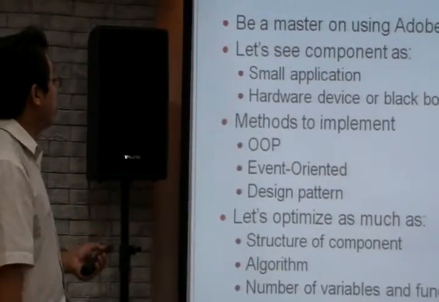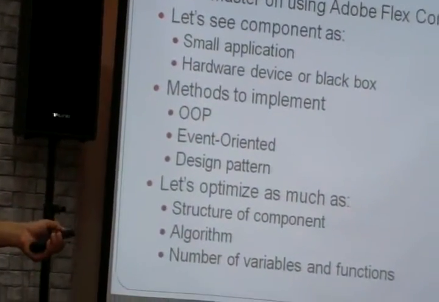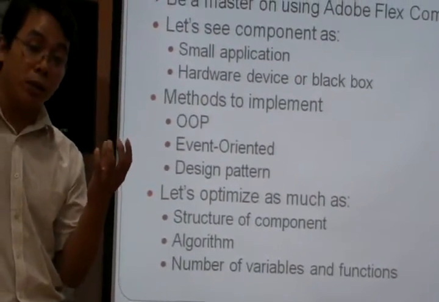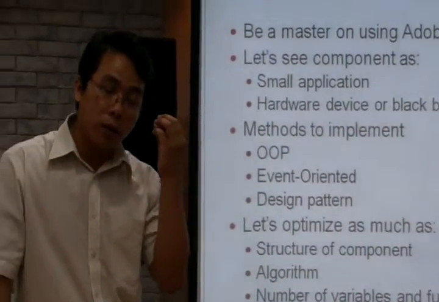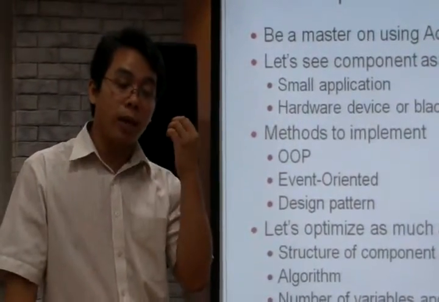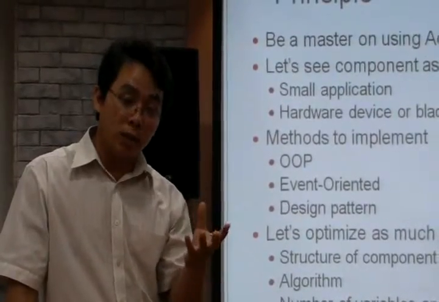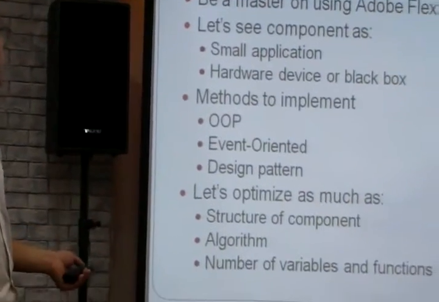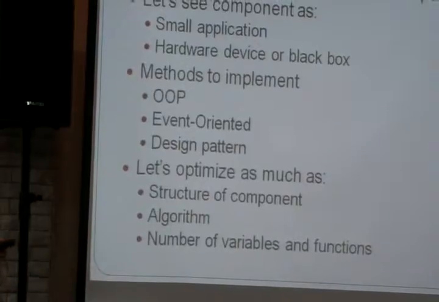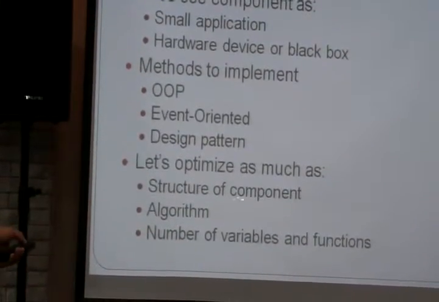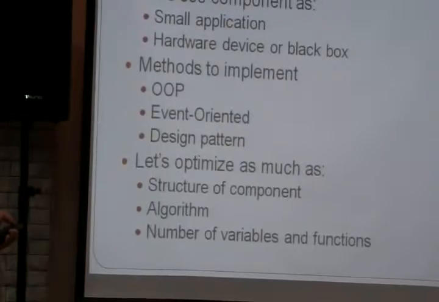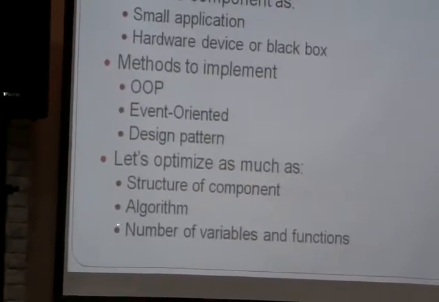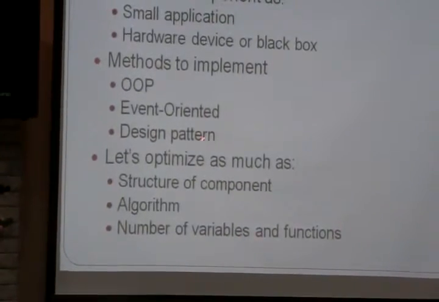The next principle is let's optimize as much as possible. Why do we have to optimize? Because a component is a small application, so we have to optimize. We have to make it as small as possible and faster and faster, using the minimum resources. So I thought let's optimize as much as possible. Optimize what? Optimize the structure of the component. Optimize the algorithm. Optimize the number of variables and functions inside the component.